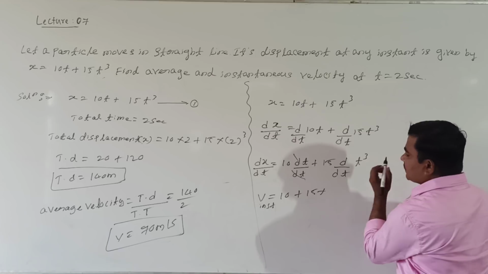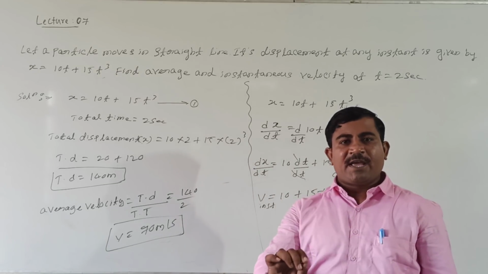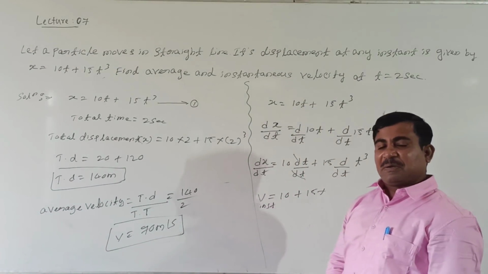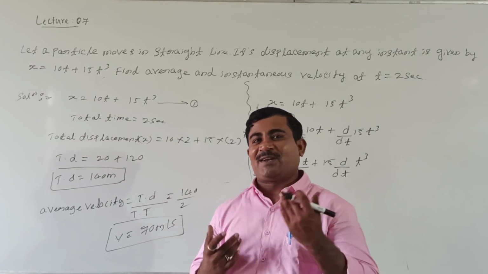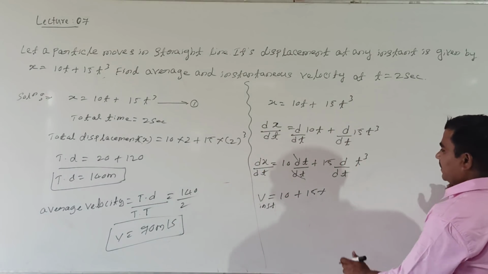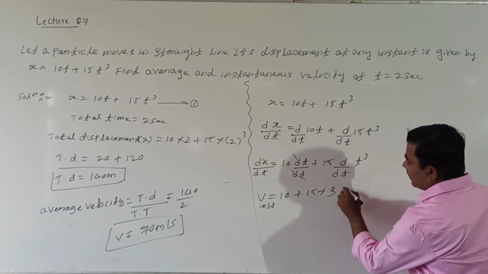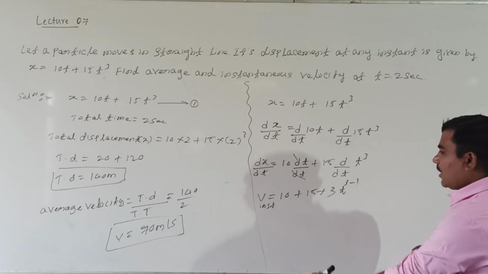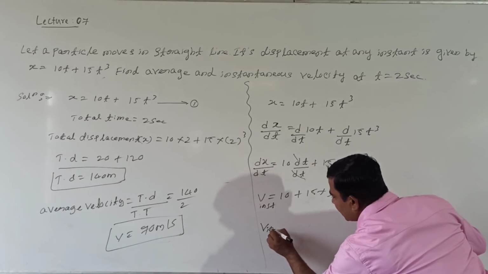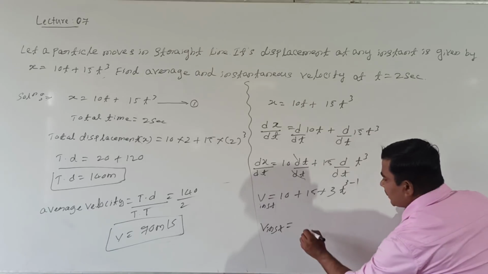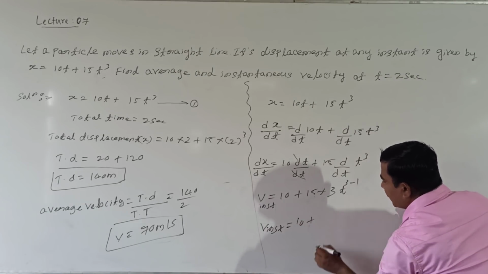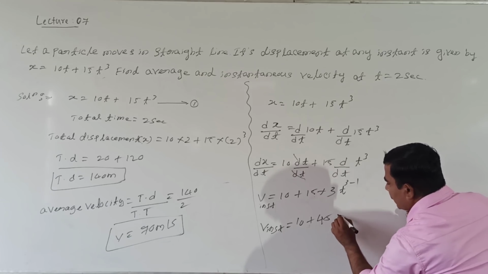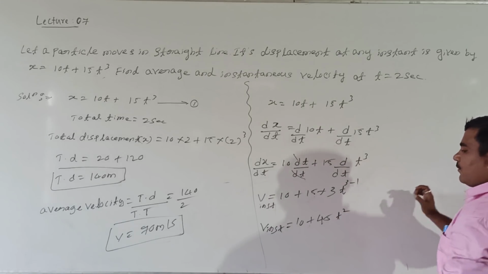d by dt of t raised to cube, what form is this? d by dx of x raised to n equal to n into x raised to n minus 1. Then how is this? 15 into 3 into t raised to 3 minus 1. How does it become directly? V instantaneous equal to 10, keep it the same, plus 15 into 3, 45 into how much? t square. 45 t square directly.